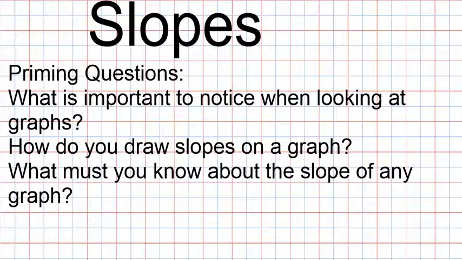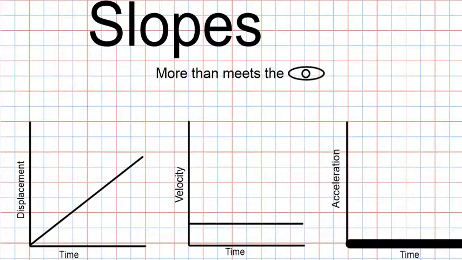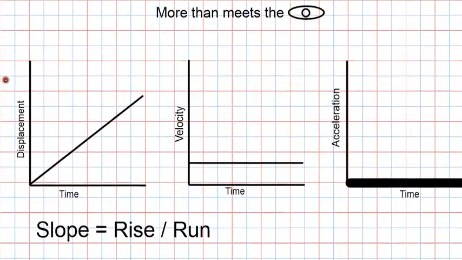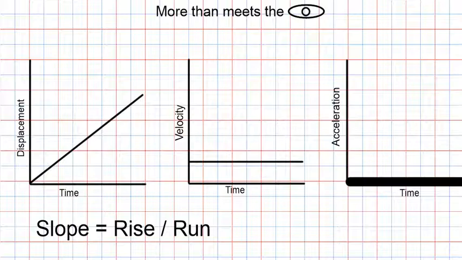Slopes. Here are your priming questions. Slopes, more than meets the eye. All of you have learned what a slope is. Now you're going to be learning about what a slope means and what you can understand about the object's motion when we're talking about carts that are moving or objects that are falling or just objects in motion.